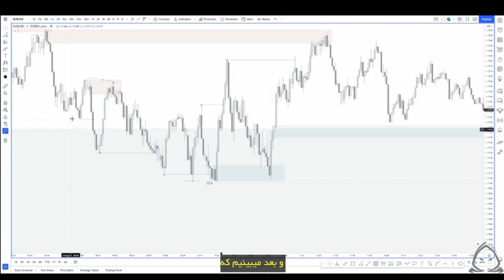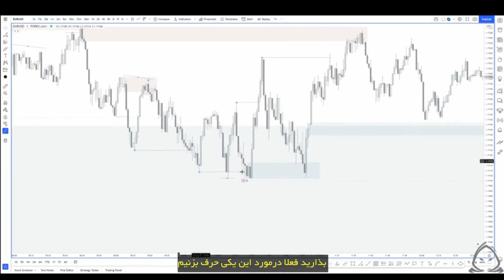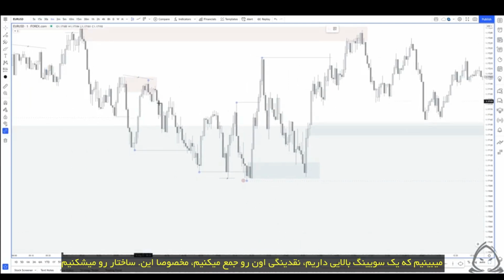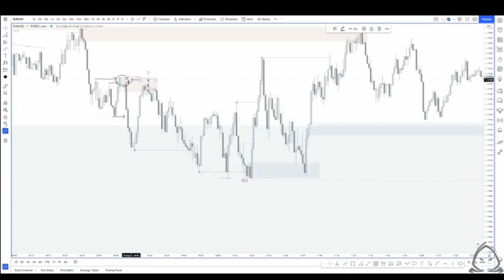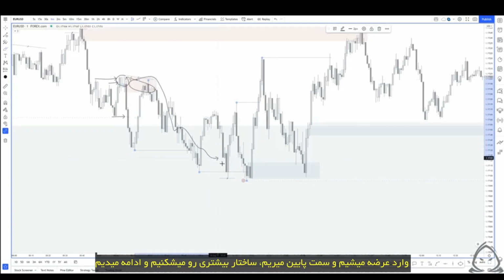And then what we can see is, we'll just talk about this one. If we look at this, we have a swing high here. We take liquidity of that, especially this. We break structure. We tap into the supply zone, and then we end up moving to the downside, breaking more structure and continuing on.